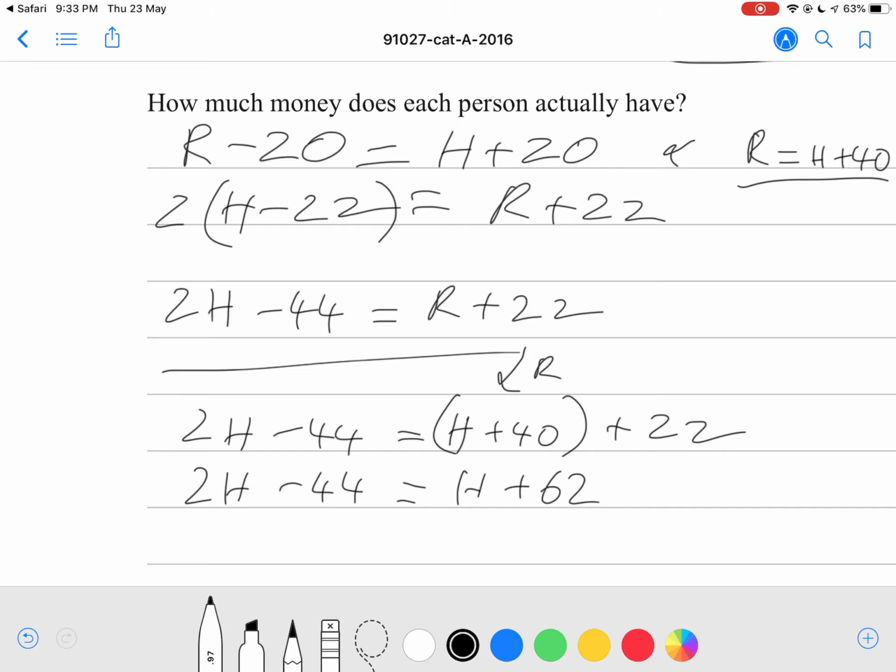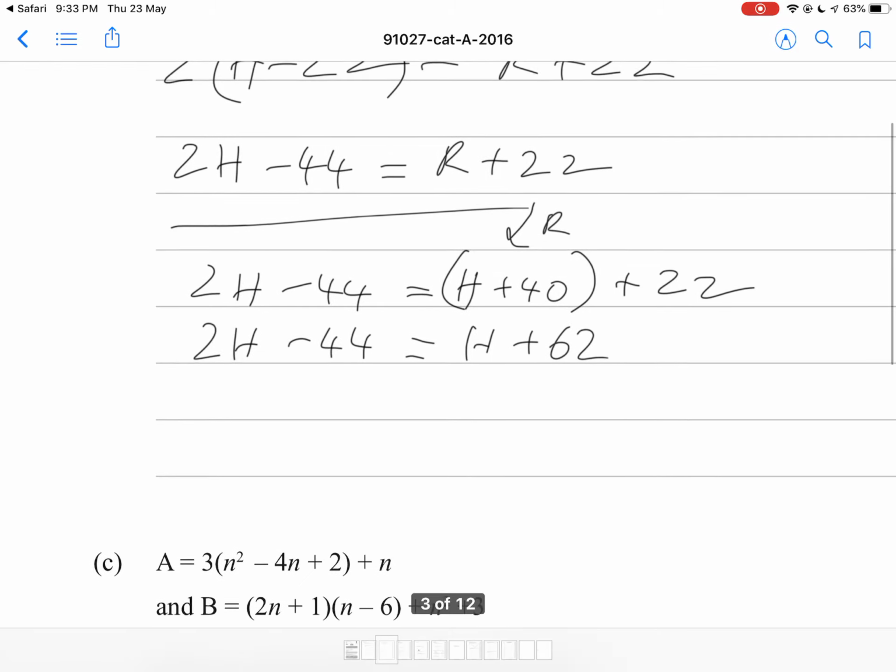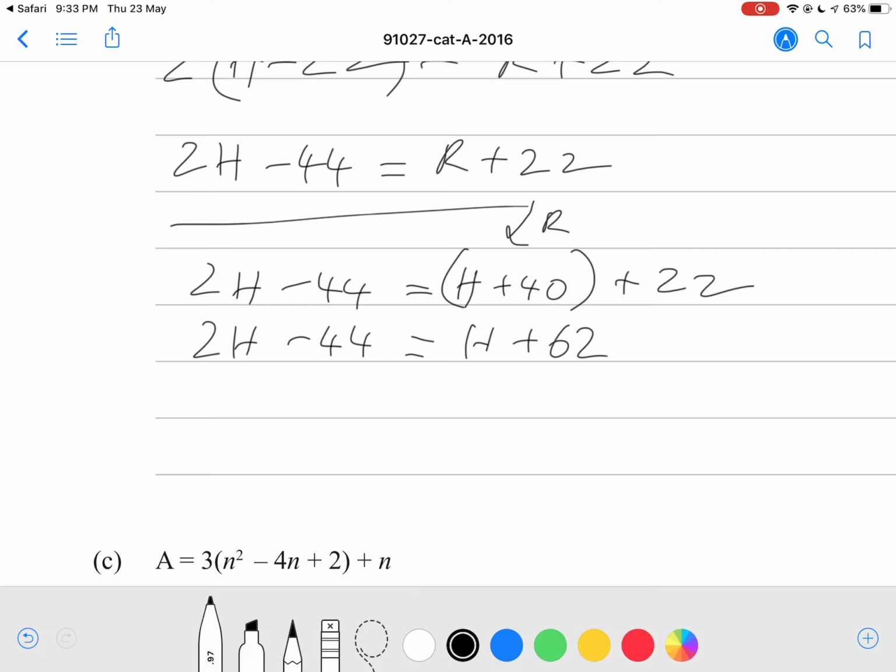Okay, 2H minus 44 equals H plus 62. Now we're going to rearrange this equation to find H. You move the H to the other side, it becomes minus H, 2H minus H is just H. If you move the negative 44 to the other side, it becomes positive 44. 44 plus 62 is 106. So Hane has 106.